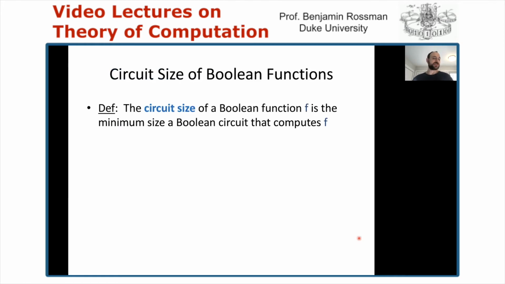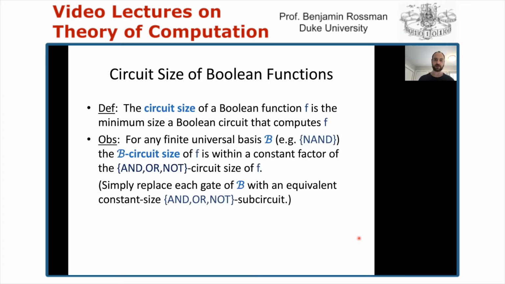Okay, so Boolean circuits give us a way of measuring the complexity of Boolean functions. We could measure this by size or depth, but here's the definition of the circuit size of a Boolean function. This just refers to the minimum size of any Boolean circuit that computes that function. And this is up to a constant factor.